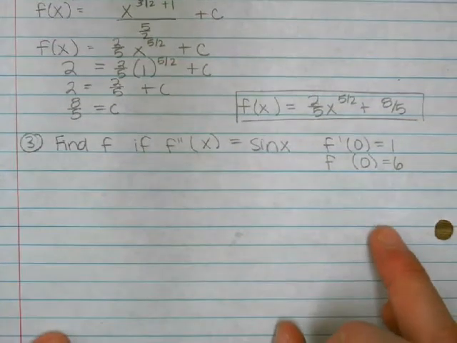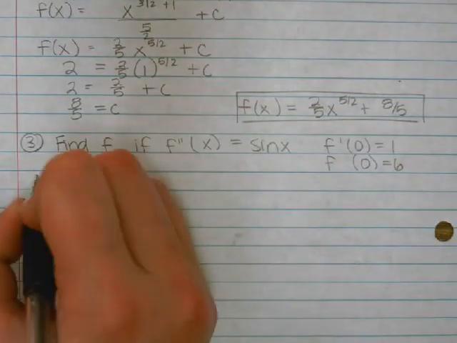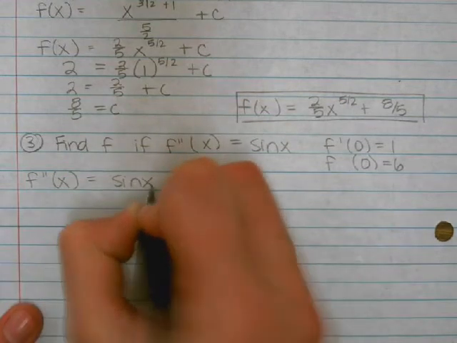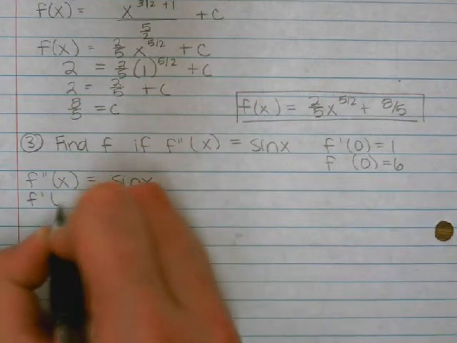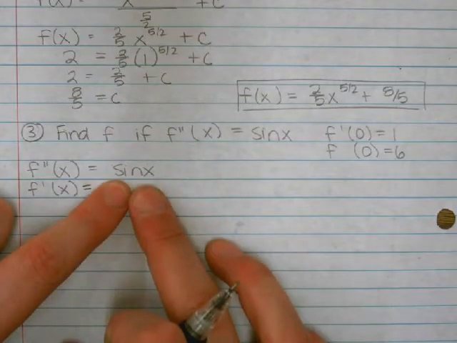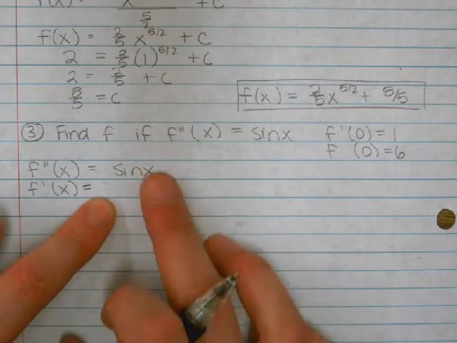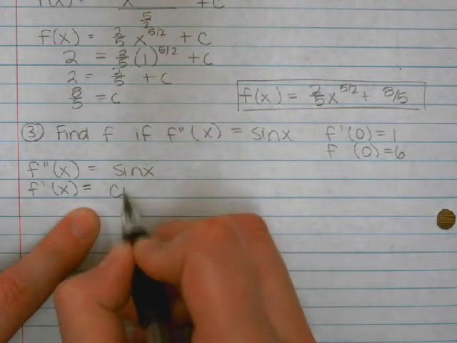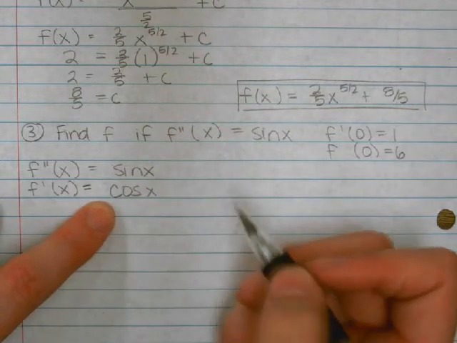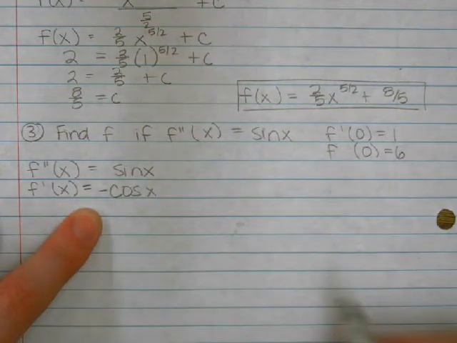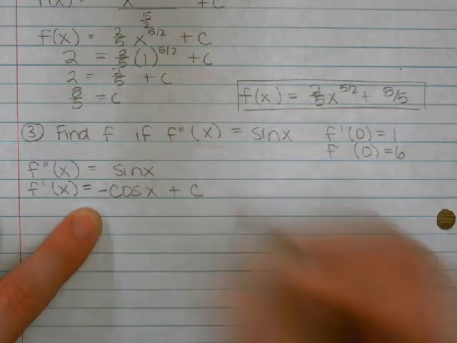Okay. So if we have that the second derivative is sine x, then for the first derivative, I'm going to think, what could I have as my function that would have given me the derivative of sine x? I know that the derivative of cos is negative sine, so this must have been negative cos. So negative cos x plus c.